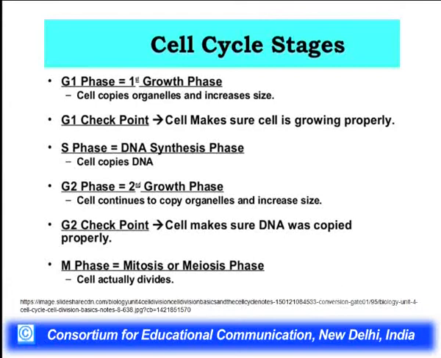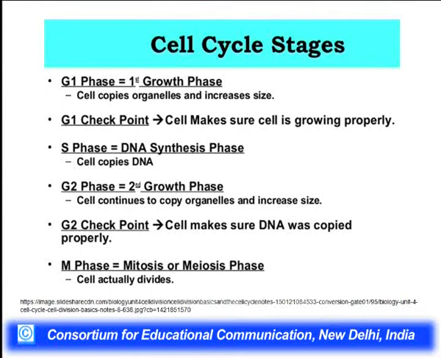Now the interphase is further divided into three major categories. The first one is called the G1 phase, which is the first growth phase in which the cell copies the organelles and increases its rates of processes. The second phase under the cell cycle is called the S phase, where the DNA synthesis occurs. So the cell DNA is copied into a number of copies.